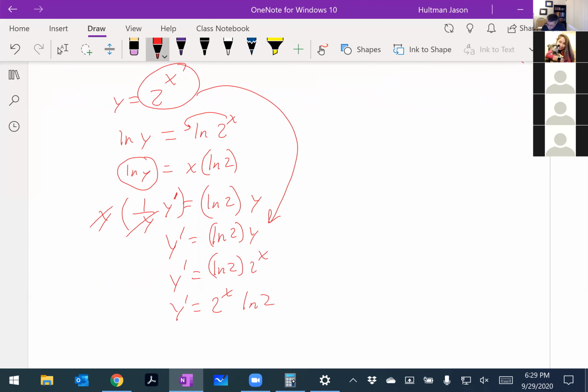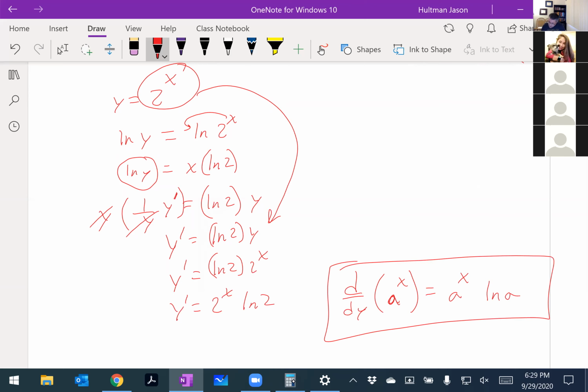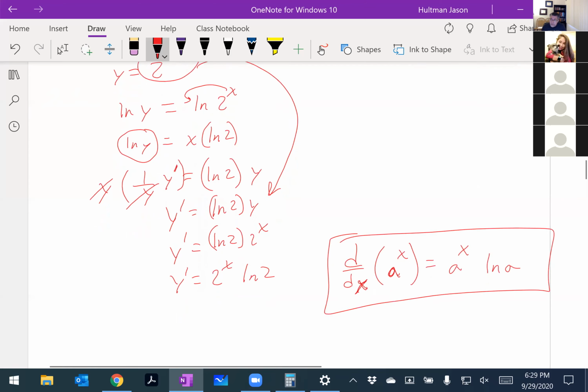Now, the great thing about this is you don't have to memorize any of this, none of it, okay? All you have to do is memorize the formula, okay? d/dx of a to the x, any number to the x power, is equal to a to the x itself times the natural log of a. That's it. That's the derivative. It's that easy.